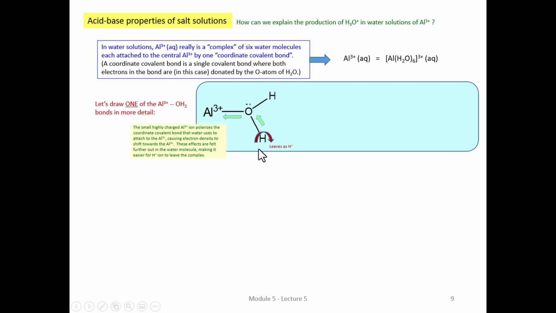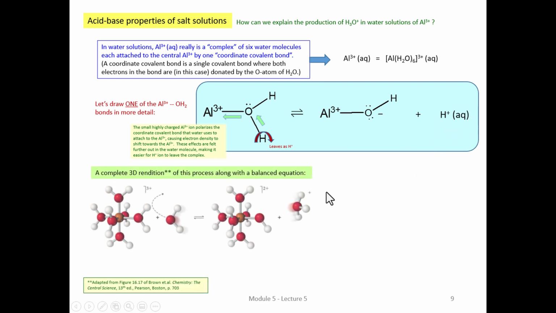And what that does is it makes it easy for H to leave as H+, because if it does, H+ leaves behind an electron pair and a negative charge there, and we have H+ now free in solution to act as an acid. So this is our proposed mechanism for how a small and highly charged cation can be acidic in solution. It undergoes this interaction with water to produce a hydrogen ion in solution.